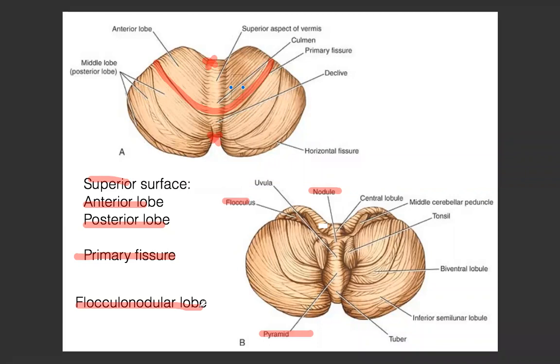Next is something called the vermis. The vermis is the area between the two hemispheres. The cerebellum itself has a right and a left, and between them is the vermis. It's more for the anatomical point of view, so that you know what the vermis is. So the vermis is between the two cerebellar hemispheres, between the right and left. Superiorly, the anterior and posterior lobes are divided by the primary fissure, and inferiorly is the flocculonodular lobe.